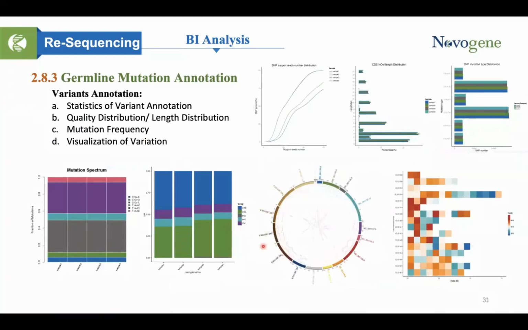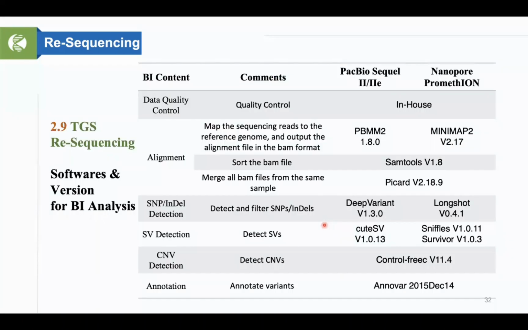Following genomic variant detection, annotation of variants in multiple aspects is performed, including visualization of quality or length distribution, mutation frequency of each type of variant, as well as the comprehensive visualization at the genome level. For the software used for TGS resequencing, you could check this table later.